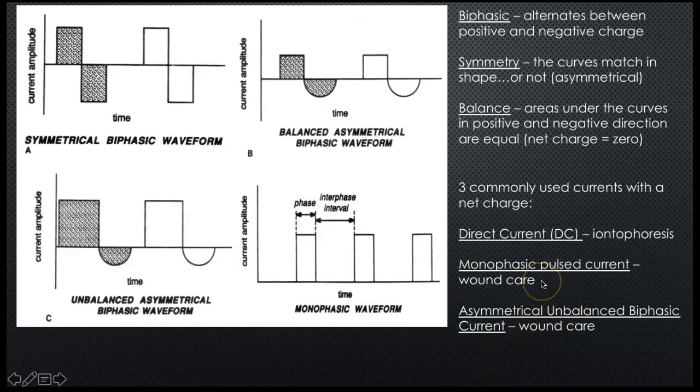Monophasic pulse current, which is used in wound care. You'll need to know which one's positive and which one's negative, and you're going to stick it on the wound depending on what you want to happen.